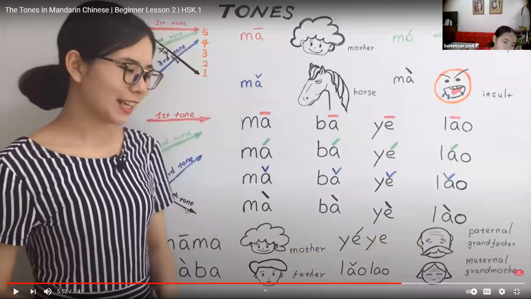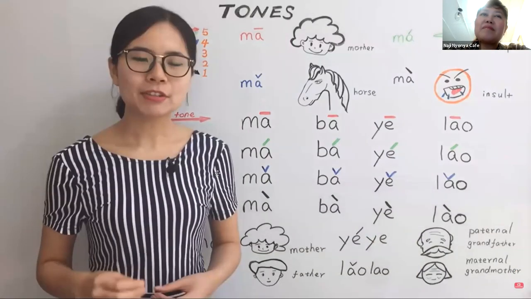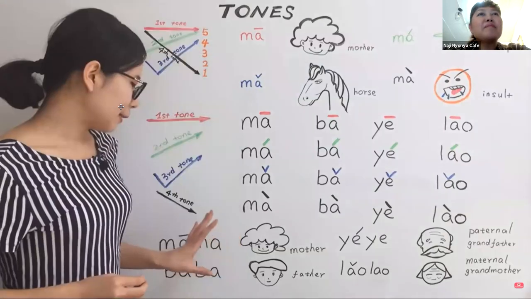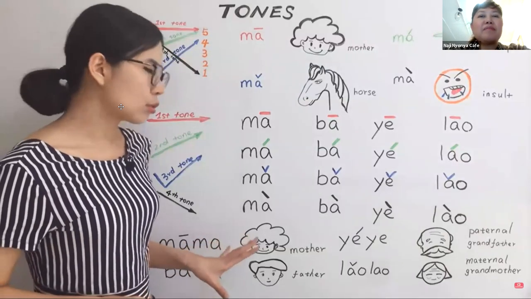And there's also a fifth neutral tone. The neutral tone is not considered a real tone. It is how a syllable is pronounced when that syllable does not use one of the four main tones. Generally, the neutral tone sounds shorter and softer. In the following two syllable words, the first syllable uses one of the four main tones, and the second syllable uses the neutral tone.